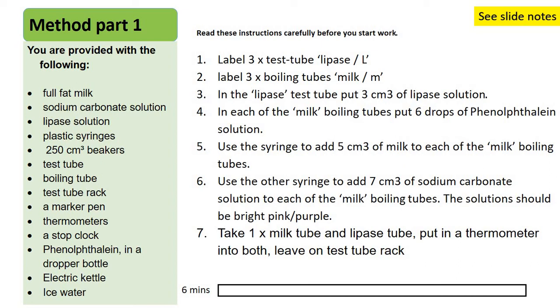So just to make clear, we've got one tube that's labelled with lipase that just has lipase in it. We have the other test tubes that have a solution of phenolphthalein, which is our indicator, the milk, and the sodium hydrogencarbonate, which provides an alkali solution, because we want to measure the change from alkali to more acidic once we add the lipase, but we haven't done that yet. Take one milk tube and one lipase tube, put a thermometer into a bath and leave on a test tube rack at your one temperature.